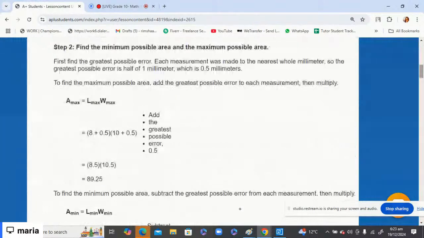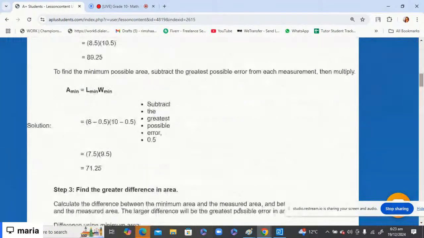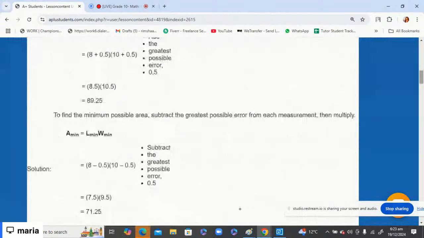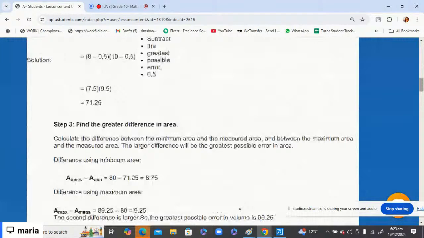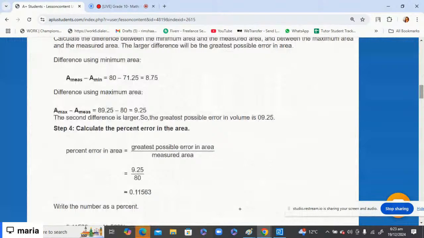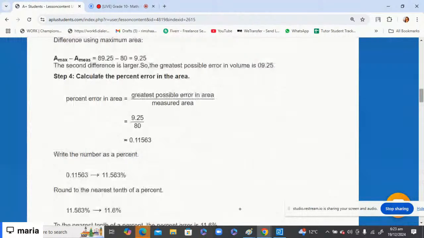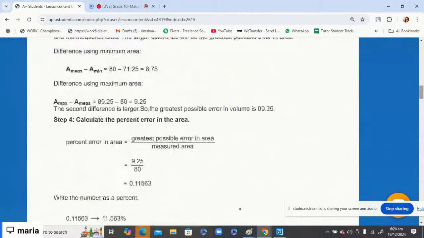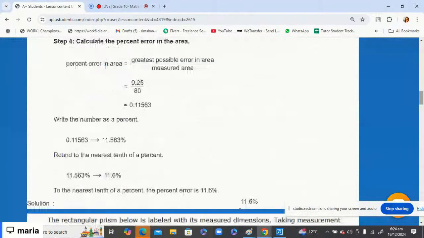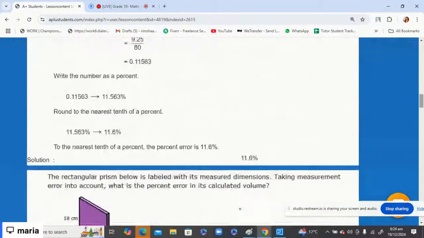So for the maximum, you are going to add 0.5 to both the values. For the minimum, you're going to subtract. Now find the greatest difference in the area. What is the area total? That is 80. 80 minus 89.25, then 80 minus 71.25. Two values are given. Okay, mean area minus minimum area, maximum area minus mean area. Percent error. What is the percent error? You just check which area is greater. So that is 9.25 over the measured area, which is 80. Then you just divide and then multiply with 100, then you get your answer.